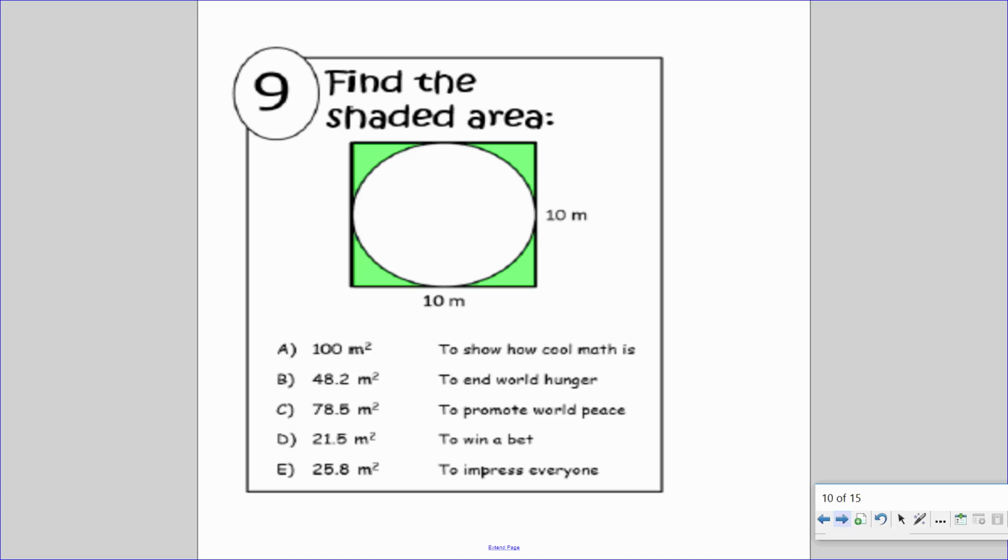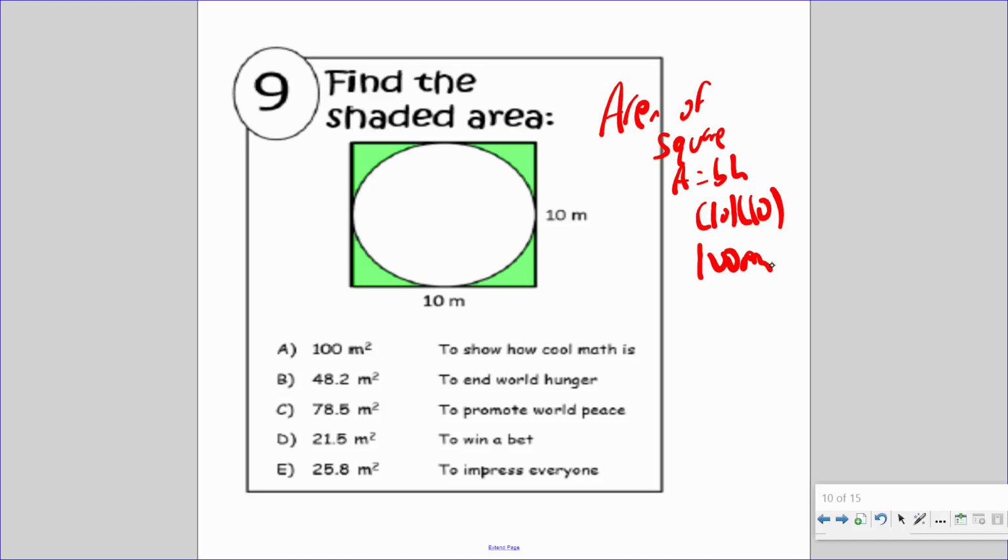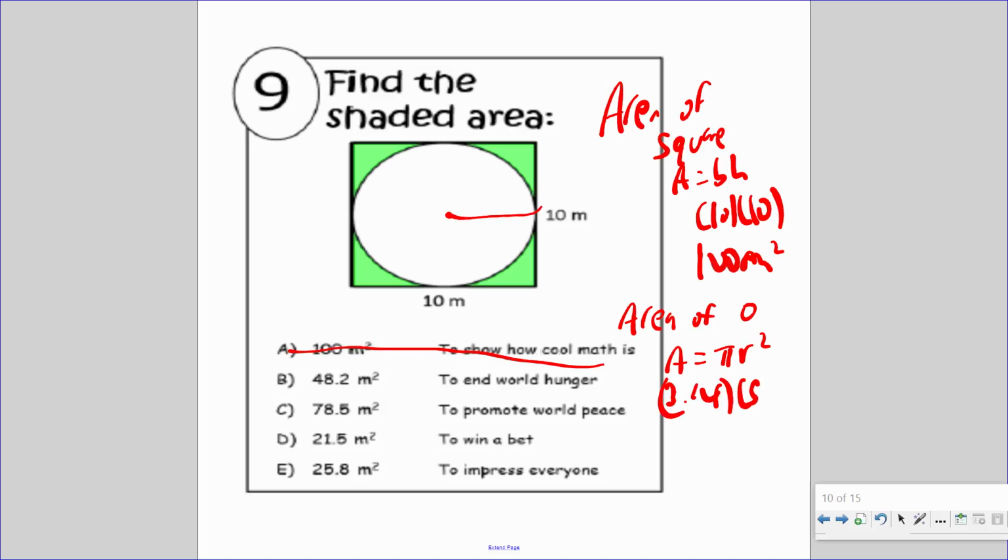And this one, find the shaded area. That means you find the area of the circle. You find the area of the square. The area of the square, I'll do this one. The formula is base times height. So 10 times 10 is 100 square meters. So we know A is out because it says find the shaded area. So we need to cut out the area of a circle. And what is the area of a circle? Pi r squared. 3.14. So the radius would be 5 squared, which is 25. So what's 3.14 times 25?